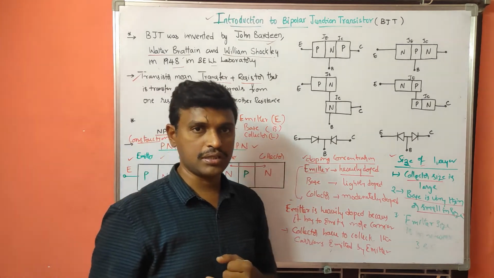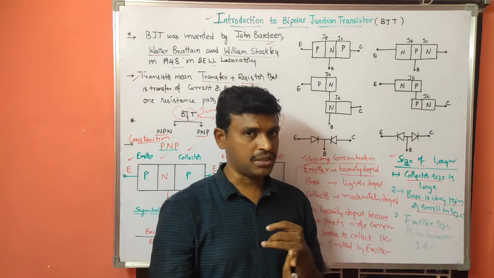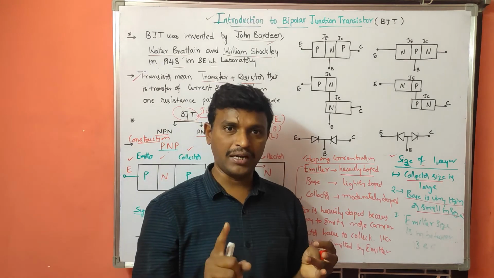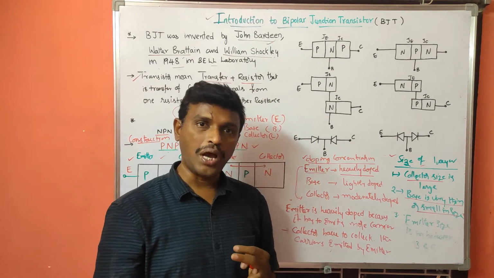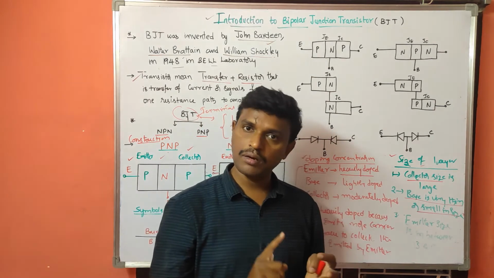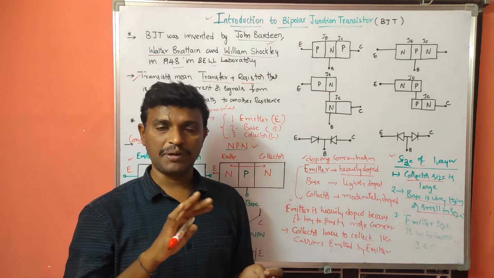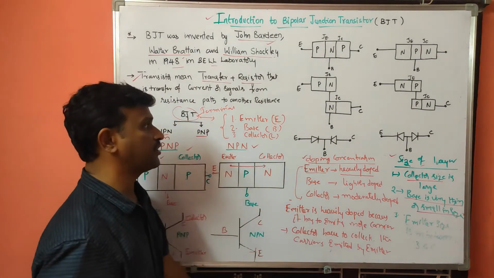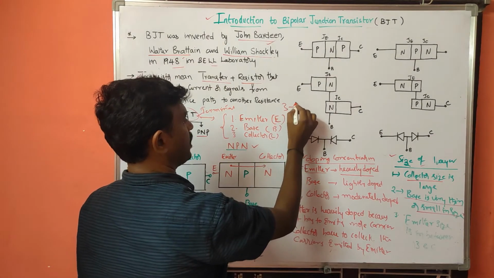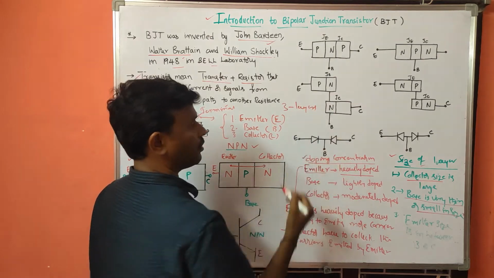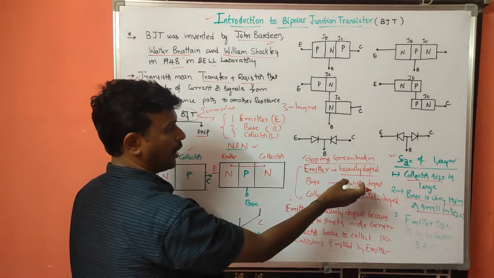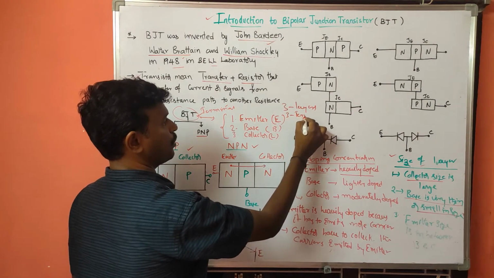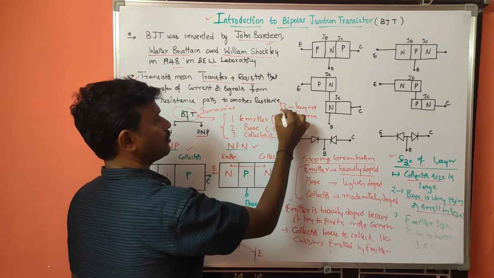What we have discussed now is the three layers: 2 p-type and 1 n-type in PNP, and 2 n-type and 1 p-type in NPN, so completely 3 layers. That's why a transistor is called a 3-layer device. Next, I have considered the 3 terminals. So the 3 terminals are also done.